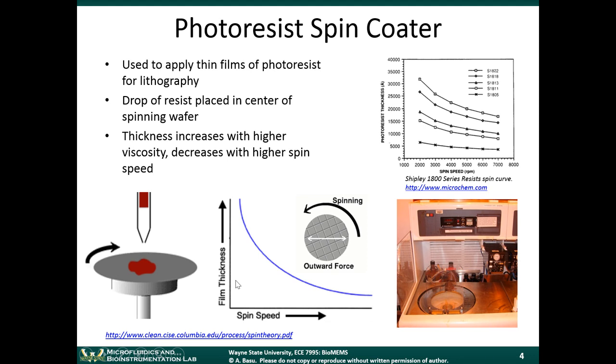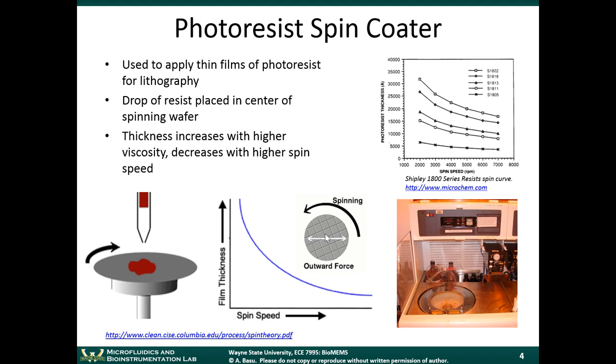Okay, and the basis behind that is that when the disc is spinning, the centrifugal forces push the liquid towards the outside. The viscosity and the surface tension will want to hold the liquid together. So the opposing forces between the surface tension, viscosity, and the centrifugal forces basically cause the liquid to spread out uniformly over the surface of the wafer.